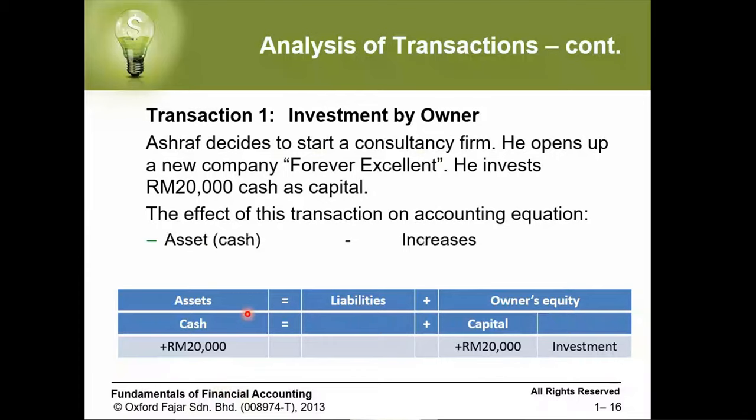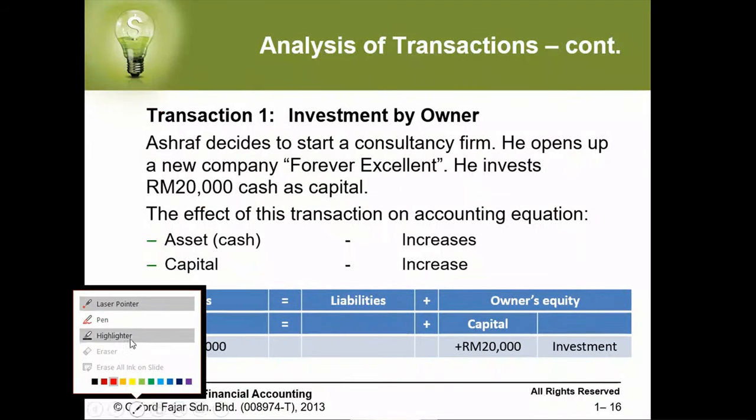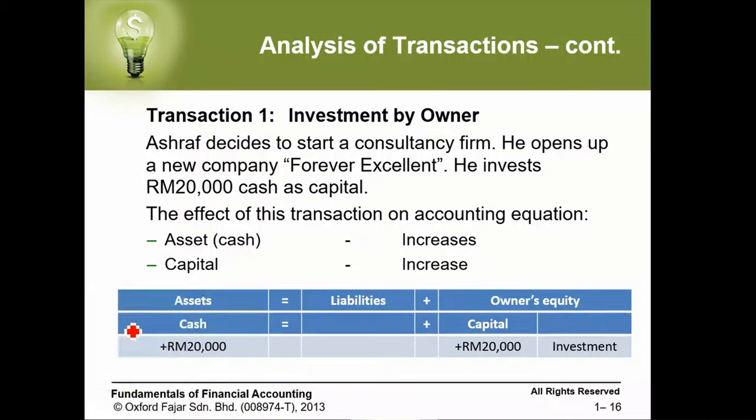Let's take an example. Transaction: Ashraf is a person who decides to start a consultancy firm. He opens up a new company, which is called Forever Excellent. He invests 20,000 as cash as capital. The effect of this transaction on the accounting equation is what? He decided to invest 20,000 cash as capital. So the two accounts involved are cash and capital.